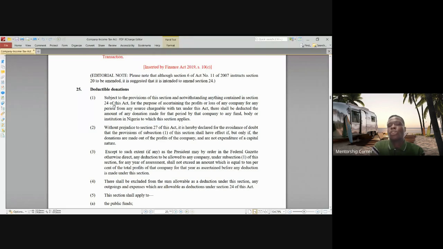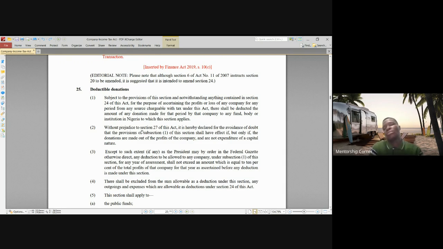So you say that subject to the provisions of this section and notwithstanding anything contained there, any amount, for the purpose of ascertaining profit or loss of any company for any period that is chargeable, there shall be deducted the amount of any donation made for that period by the company to any fund, body, or institution. So we say that number one, you can allow the deductions in terms of donations made from the company to any fund, body, or institutions in Nigeria to which the section applies.